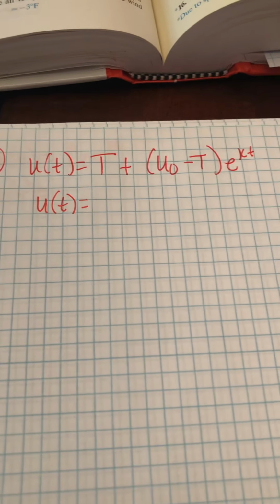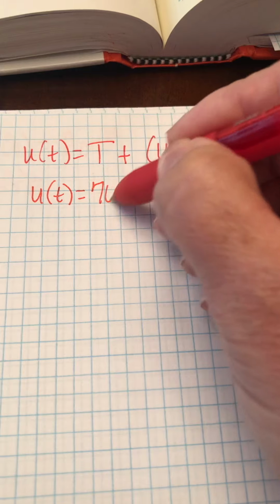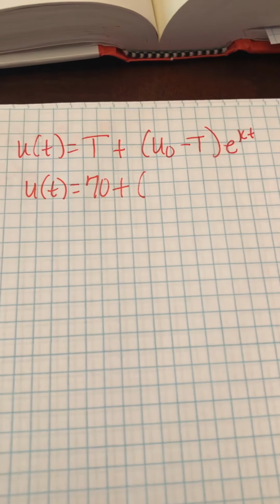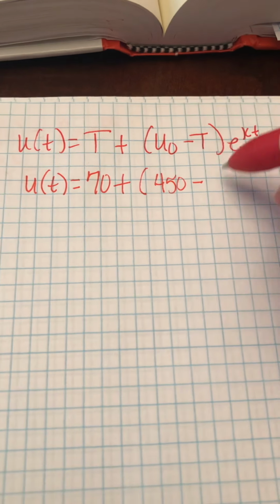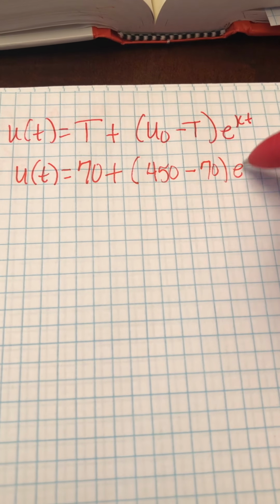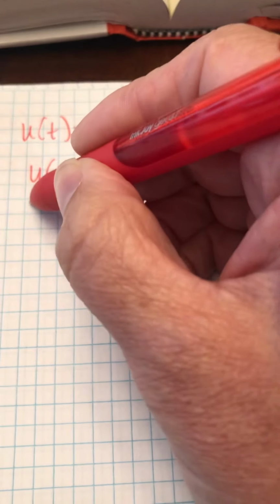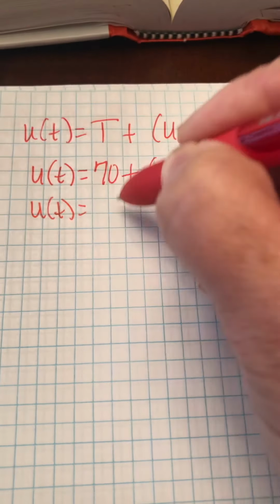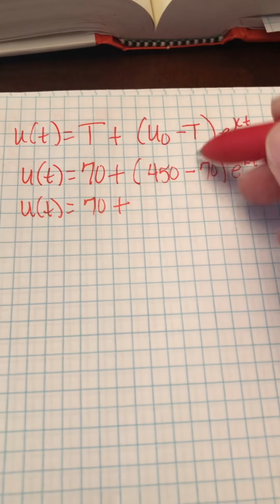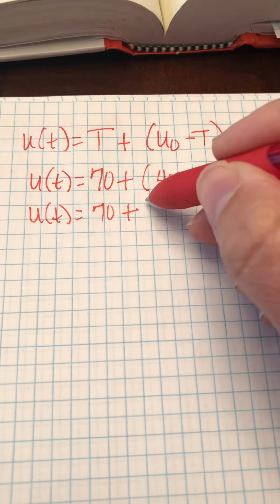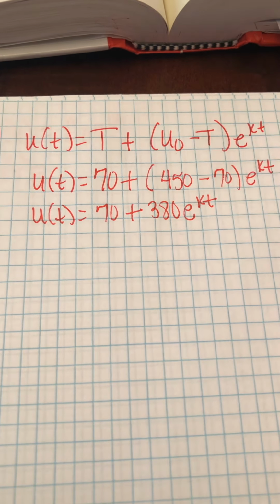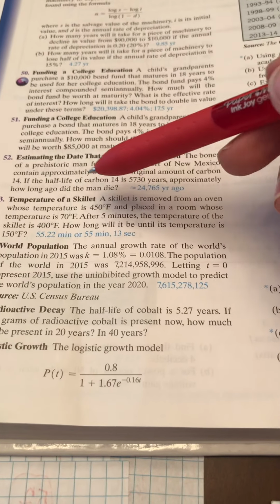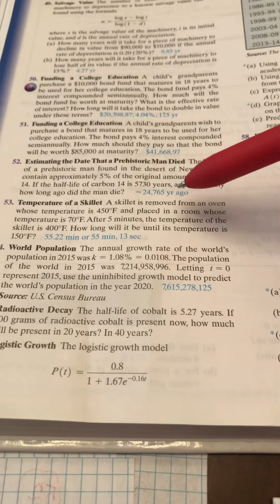All right, so let's go over here and fill in what we know. U of T is equal to big T, which is 70 degrees, plus what we've heated to, which is 450 degrees, minus room temperature, e to the KT. So let's make our generic equation. Now I know 450 minus 70 is 380, e to the KT. Now that I have my generic equation, let's think about what they've told us. We have a ratio here.